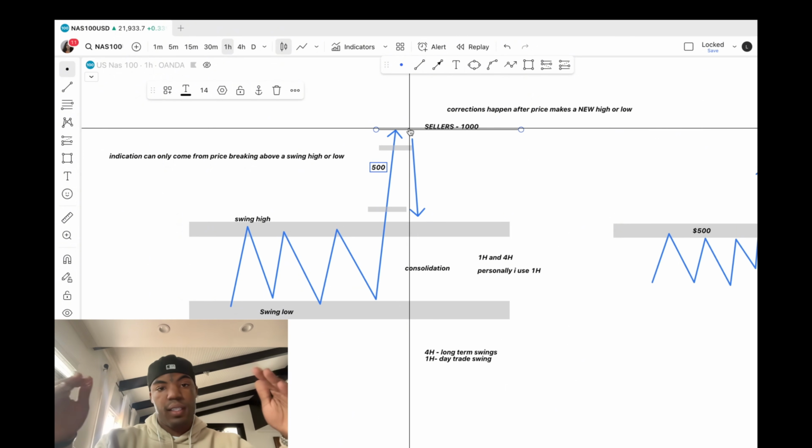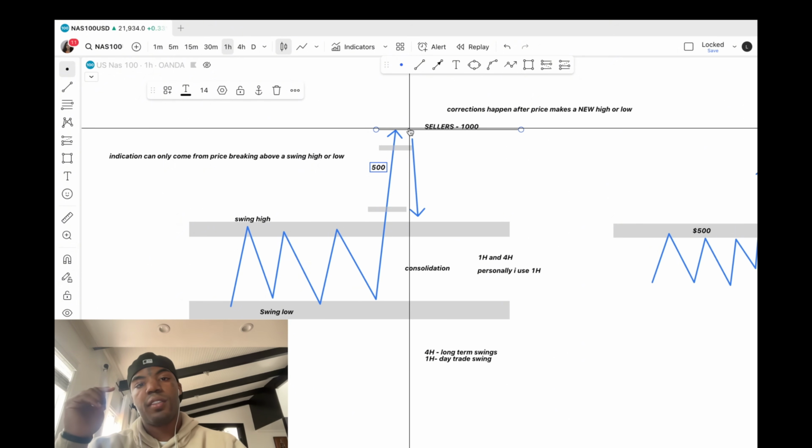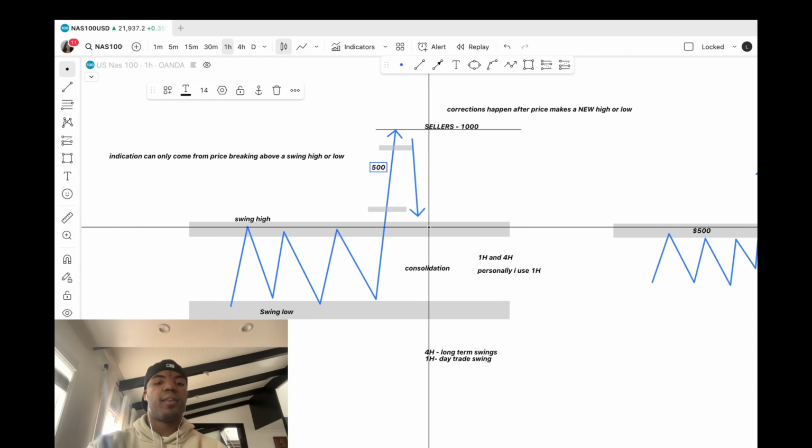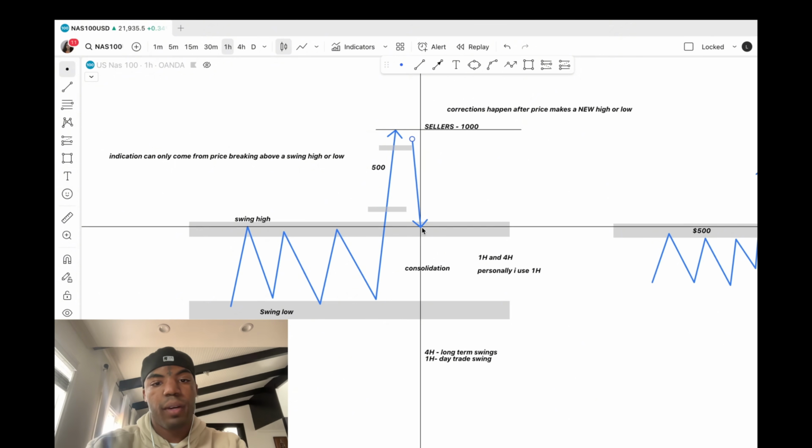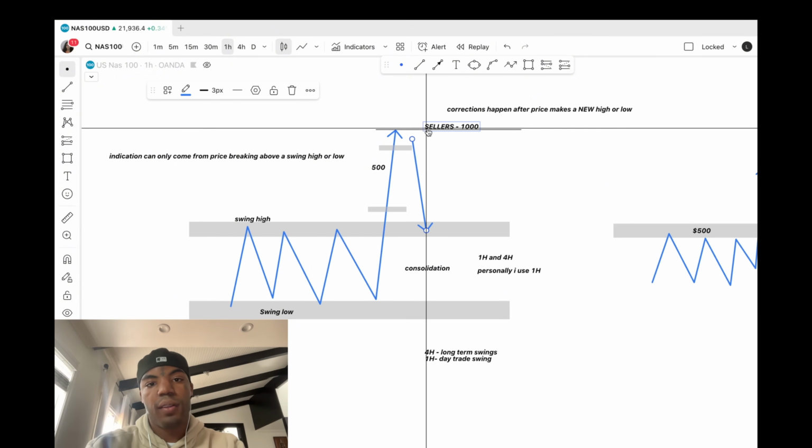So what this causes is the market to think, okay, there's 1,000 sellers here, but we have 500 buyers. What we need to create is now we need to take out all the buyers so we can collect all the money that they have, and then later on go back up and try to break out of that sell range. So the sell level, I meant.